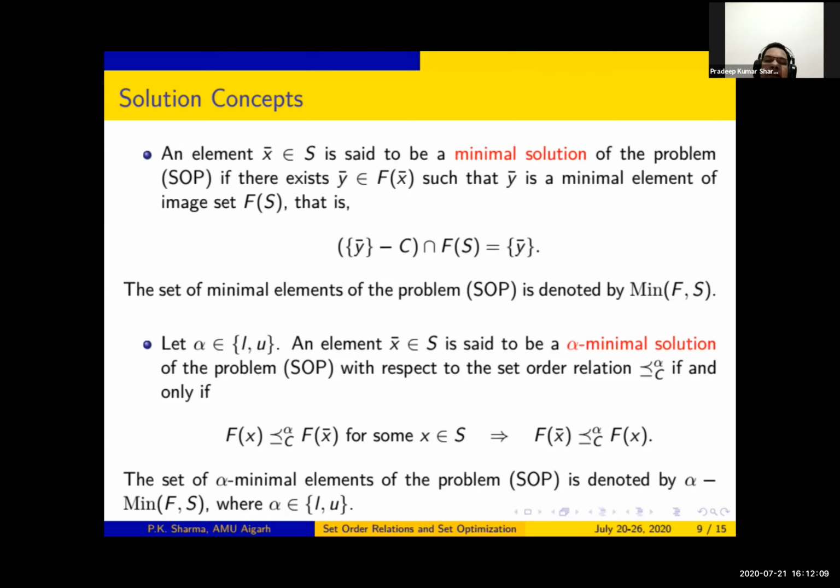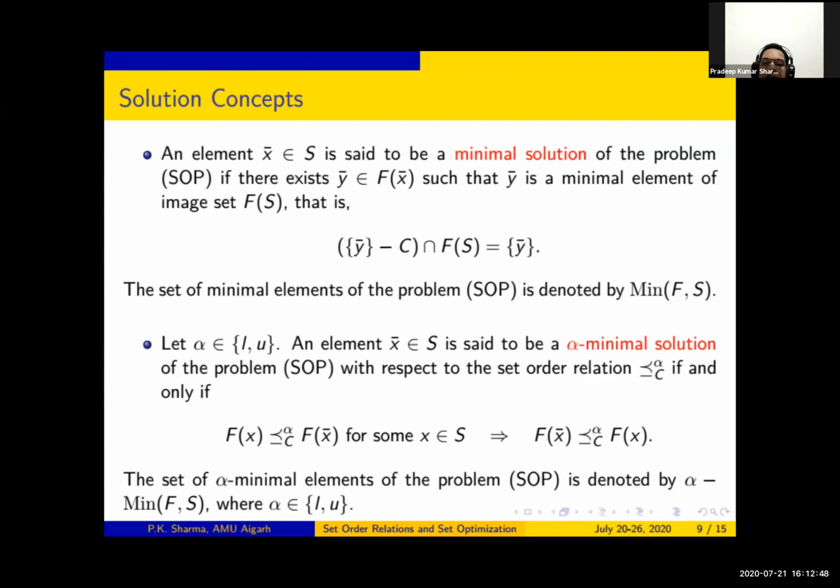Now consider the second definition corresponding to the set order relation. An element x bar in S is said to be an alpha minimal solution of the set optimization problem with respect to the set order relation if and only if f of x is related to f of x bar by some kind of set order relation for some element x in S, then this gives f of x bar is also related to f of x by some kind of set order relation.